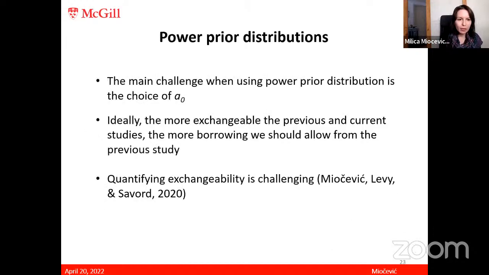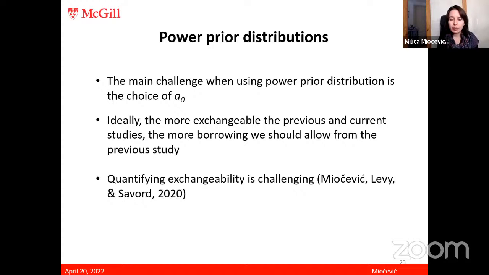So the main challenge here, obviously, is how do you select this power A0 to which to raise the likelihood function of the historical study. Of course, the more exchangeable the previous and the current study are, the larger the value of A0. So if A0 is 1, that is akin to using the full informativeness of the historical data in your analysis. If A0 is equal to 0, you're completely discarding the historical data. You're not borrowing from the historical data at all. Any value between 0 and 1 should be a function of the exchangeability of the historical data and the current data.